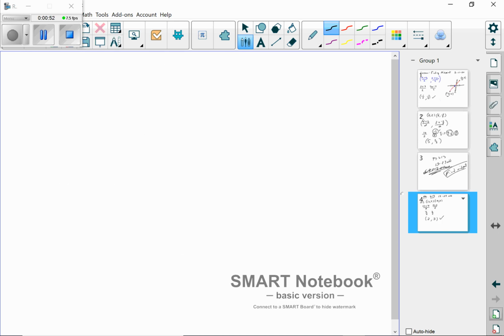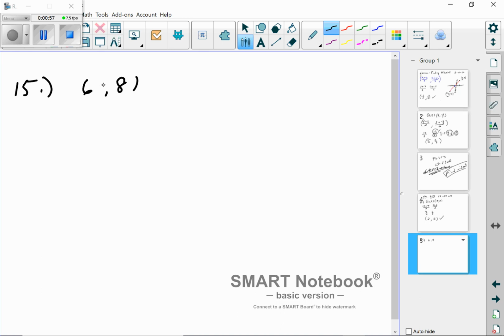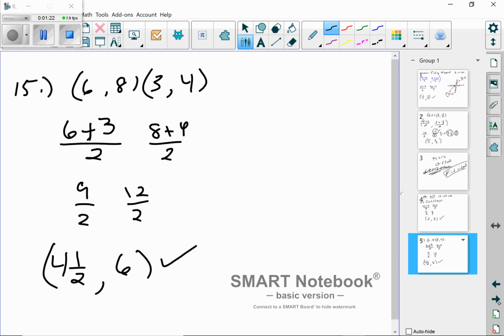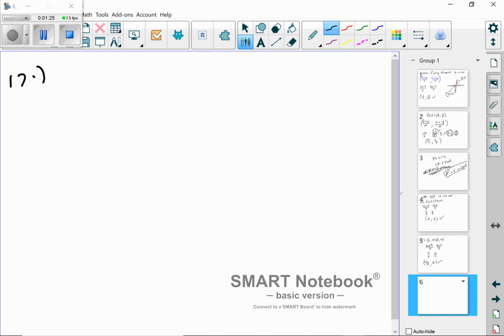Check that one. Number 15, you got (6, 8) and (3, 4). Again, add the x's, 6 plus 3 over 2, which is 9 over 2, which is 4 and 1/2, 4.5. I don't care if you have decimal or fraction. The other one's 8 plus 4, which is 12 over 2, which is 6. My answer here is 4 and 1/2 and 6. That's right.